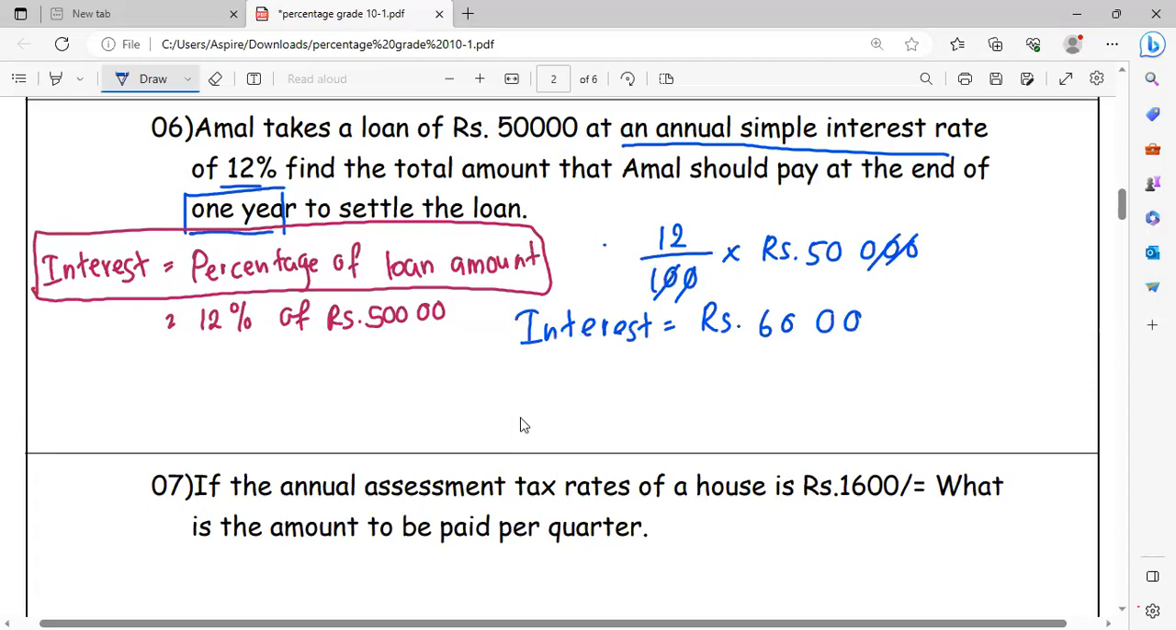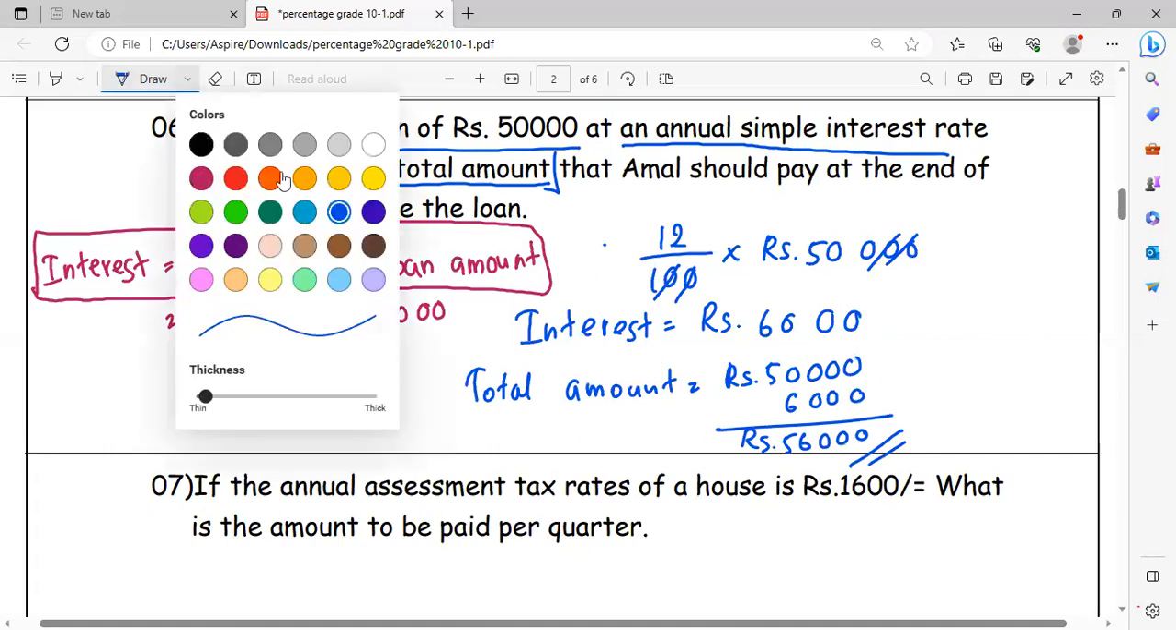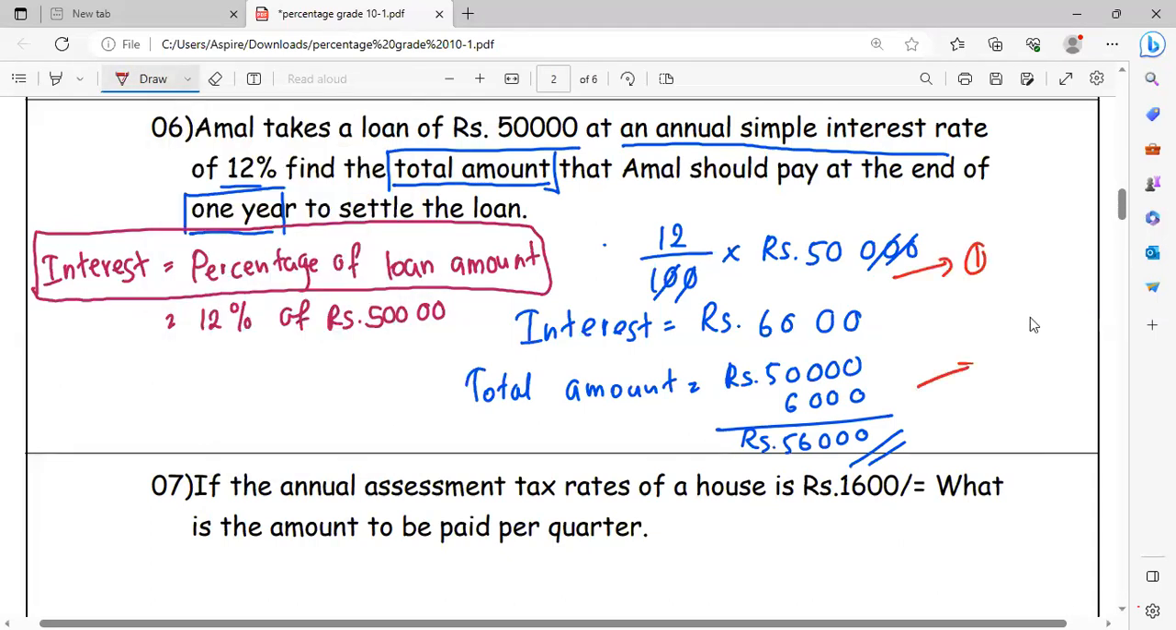Then to settle the loan, the total amount that should be paid is equal to the loan amount plus the interest. You have to add 6,000 to the loan amount. It is 56,000. There is another way to find the answer. Here for the calculation 1 mark, answer 1 mark, 2 marks.